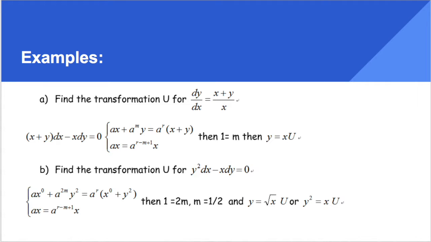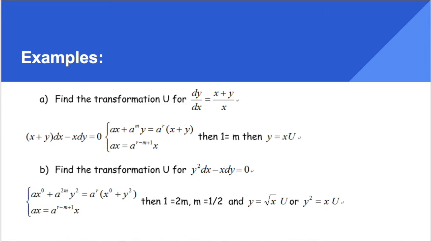Another example is y squared dx minus x dy equals 0. Do the same steps as above, and we can get the system of equations as shown in the slide. Looking at only the p of x equation which transformed, to factor out a, 2m must be equal to 1. Then, we can get m equals one half. Plugging into y equals u times x to the power of m, we get y equals the square root of x times u. Substitute it into the original equation, get an easier differential equation, and solve it using separation of variables.